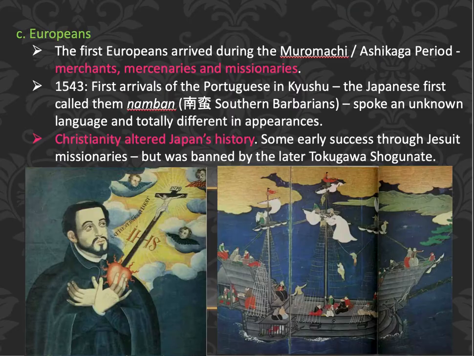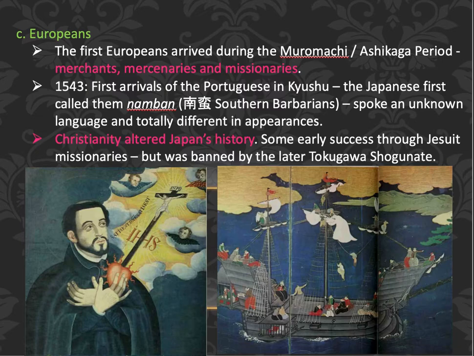At the end of the 15th century, another new group of foreigners appeared in Japan. The Europeans arrived in Japan during the Muromachi or the Ashikaga period. The Europeans were merchants, they were mercenaries, and they were missionaries. Okay, the first Europeans that appeared in Japan were the Portuguese. Just like the Chinese, the Japanese looked at the Portuguese and called them the southern barbarians.